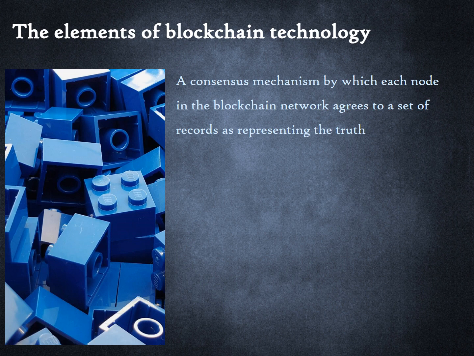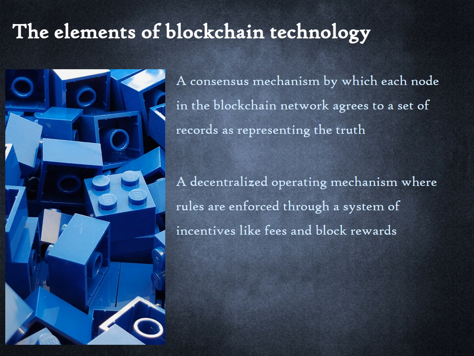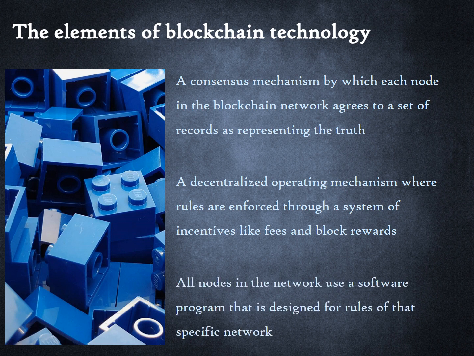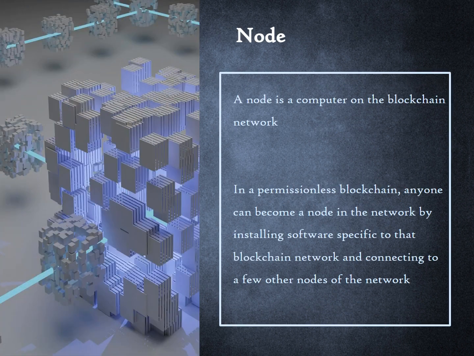Fourth, a consensus mechanism exists by which each node in the blockchain network agrees to a set of records as representing the truth. Examples of consensus mechanism are the proof of work mining and longest chain rule. Fifth, rules are enforced through a system of incentives like fees and block rewards instead of top-down diktats. Finally, all nodes in the network use a software program that encodes the rules of that specific network. For example, the software program on a Bitcoin node is different from what runs on an Ethereum node. A node is a computer on the blockchain network.